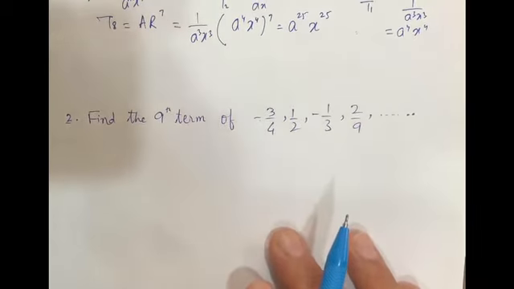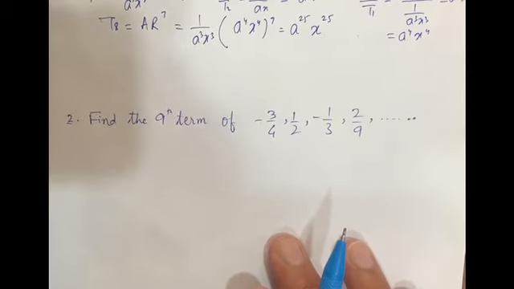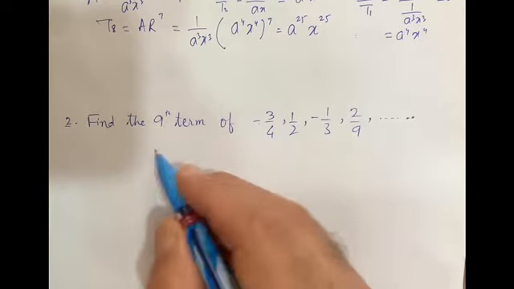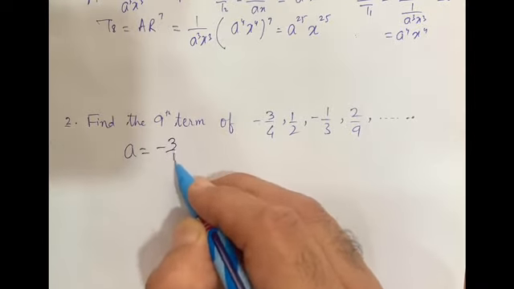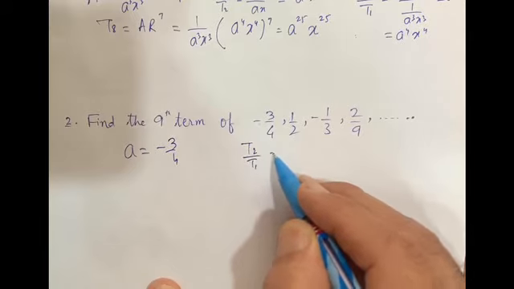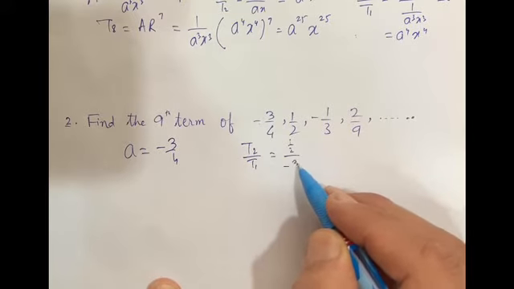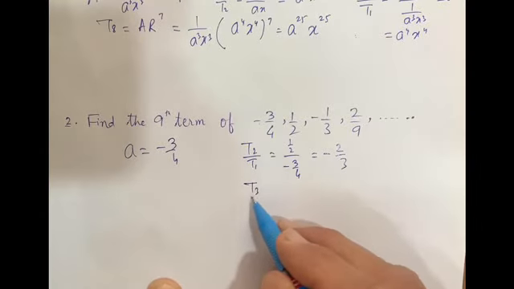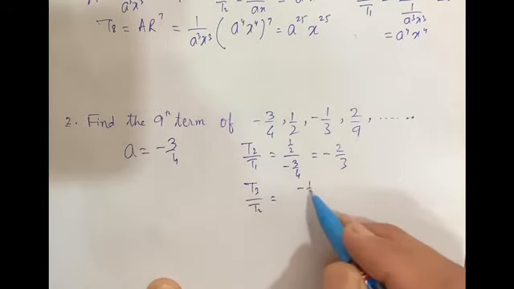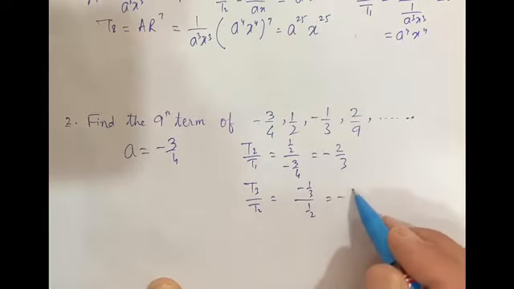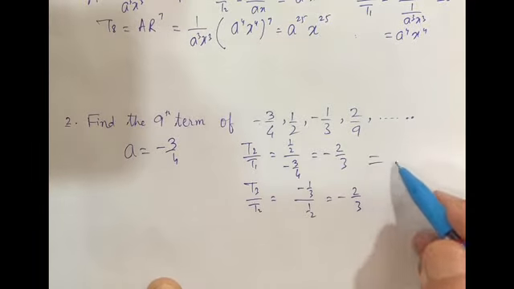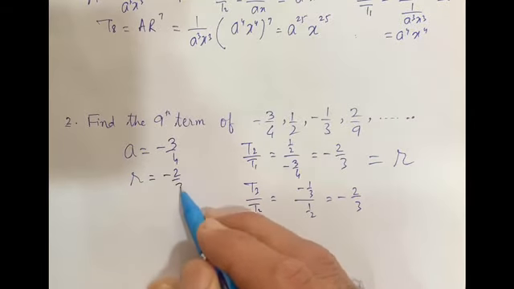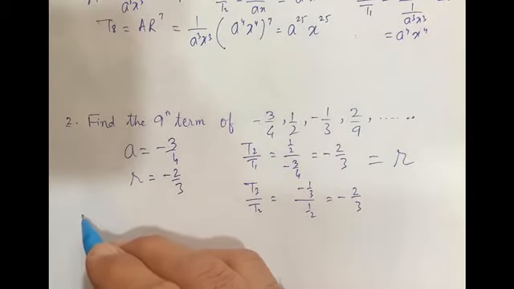Next we have to find out the 9th term of this. So first of all we identify that this is GP. First term is minus 3 by 4. Ratio of second to first, this is 1 by 2 upon minus 3 by 4. This is minus 2 by 3. Third term and second term, minus 1 by 3 upon 1 by 2. This is minus 2 by 3. So this is the common ratio. So A is known, R is known, minus 2 by 3, and we have to find out the 9th term.